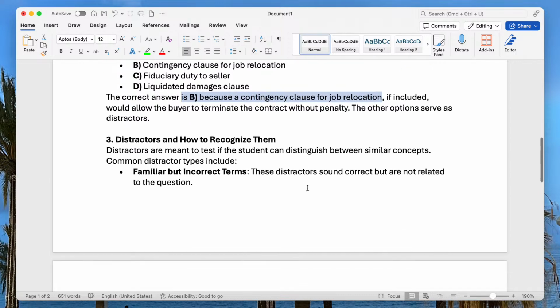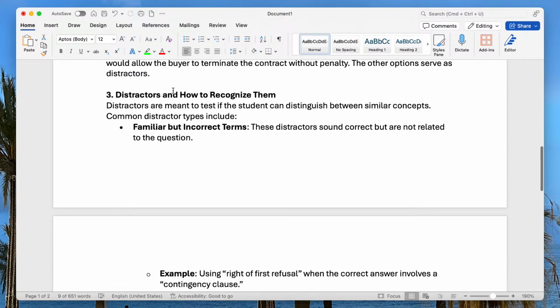But let's take a look at these distractors and how to recognize them. By the way, I understand this is kind of a softball question, but the distractors are meant to really confuse you or make you second guess. They want to test you on how well you know the information.